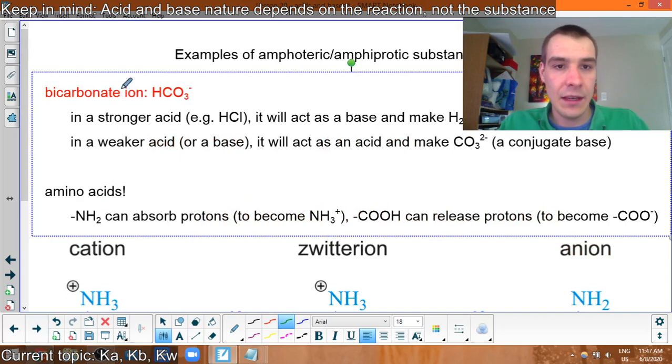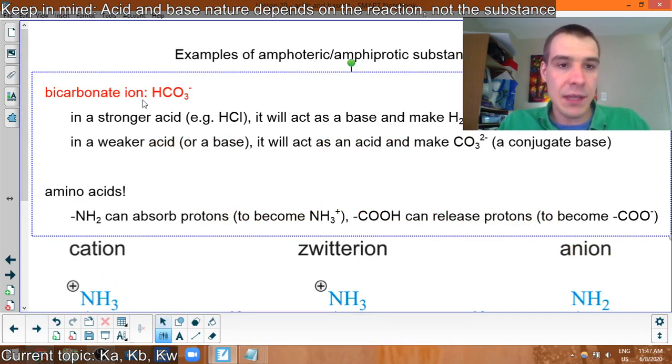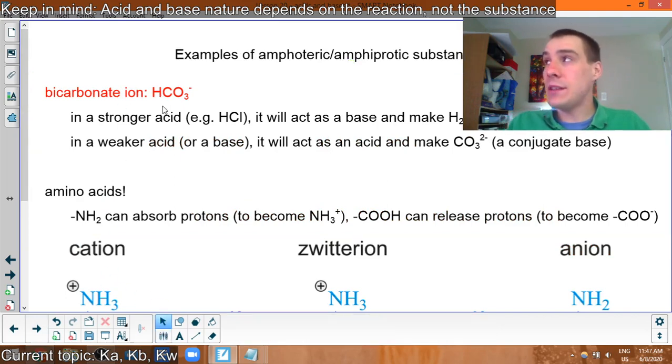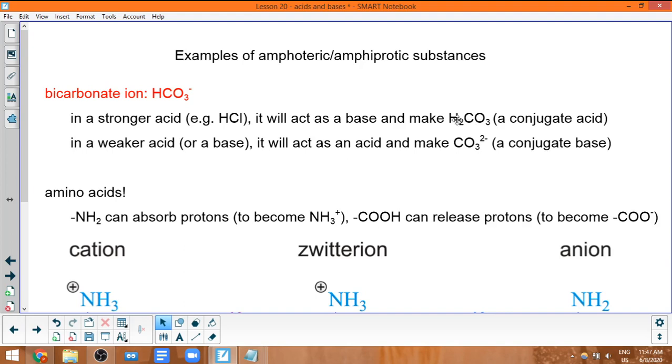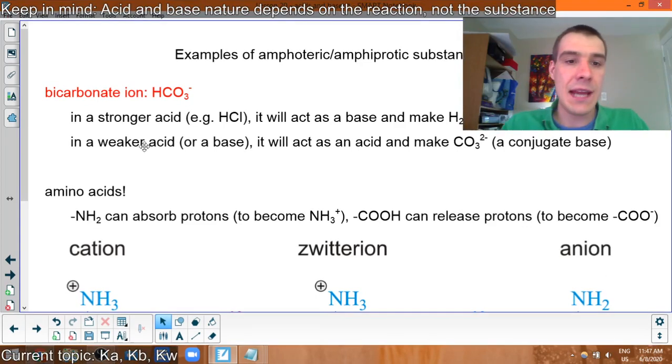So here's some examples of it. Bicarbonate ion is a classic example of this. In a strong acid, it can pull an H plus. It's already negatively charged, so it'll pull an H plus. It'll make H2CO3. H2CO3, that's a conjugate acid. In a weaker acid or a base, remember that it depends on the reaction, it'll act as an acid. It'll make CO3 2 minus. It'll give up that hydrogen that it's holding on to. It'll make a conjugate base. So that's an example.